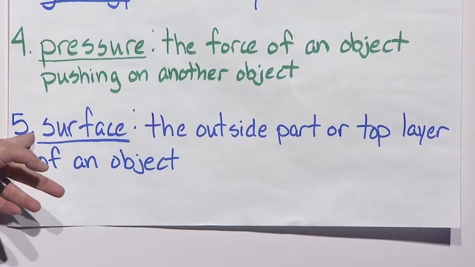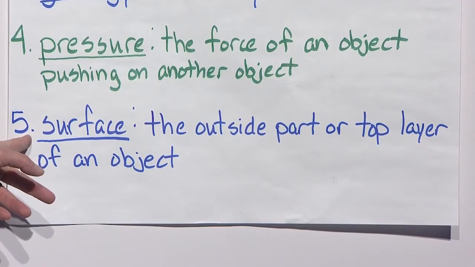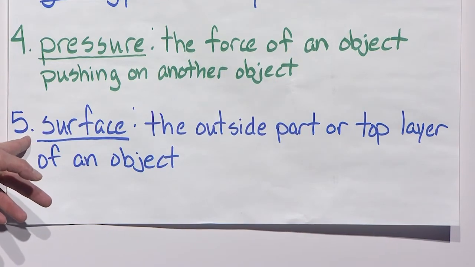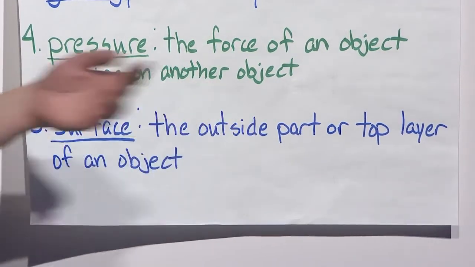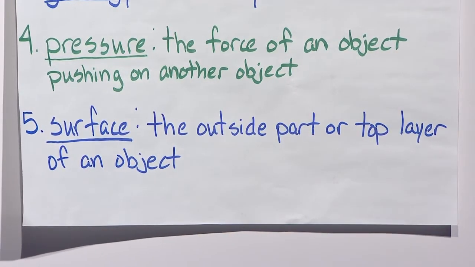Now, our last word that we're going to discuss today, and we're going to see in our selection, is the word surface. Can you say the word surface? Give it a try. Awesome. The word surface means the outside part or the top layer of an object.